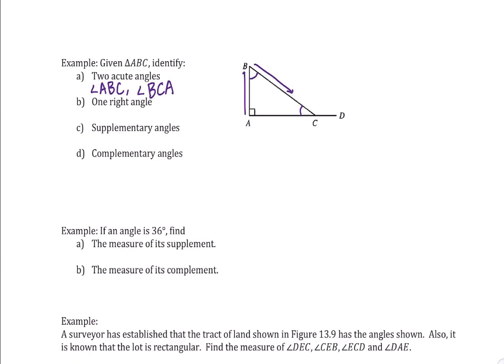The right angle is going to be marked with the little square, and we see that here at A. We would label this BAC, or you could label it CAB. It's fine to flip the angles.